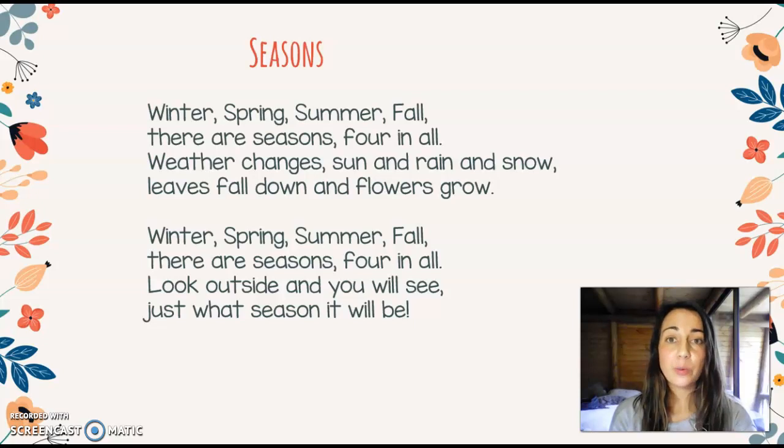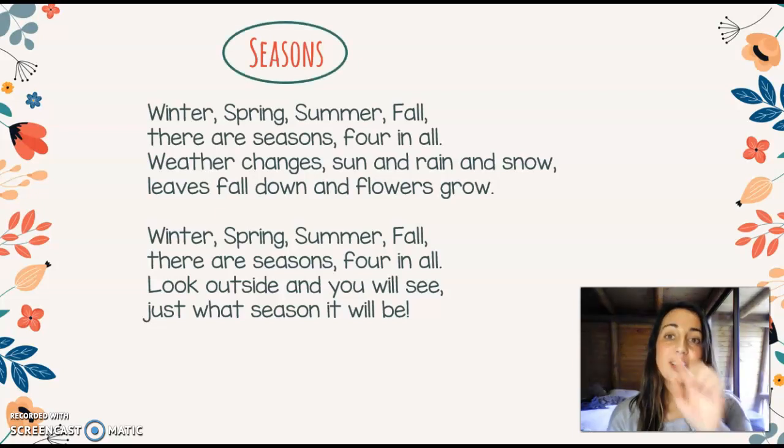Today I brought new vocabulary words, the four seasons. Before presenting the words, we're going to read a poem. The title of this poem is Seasons, and it's now circled in blue.